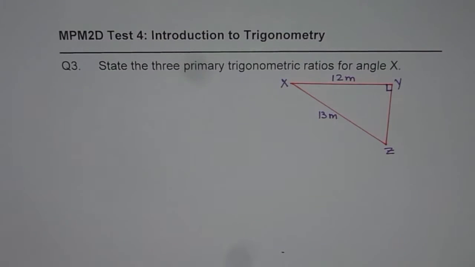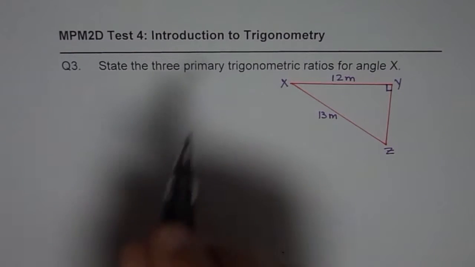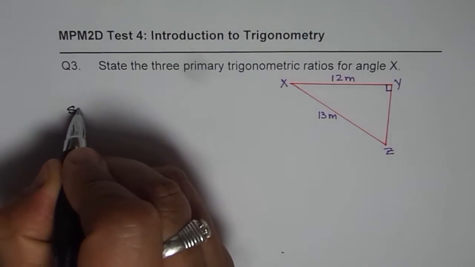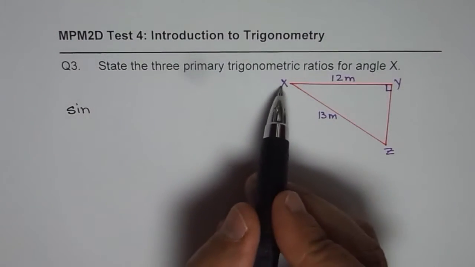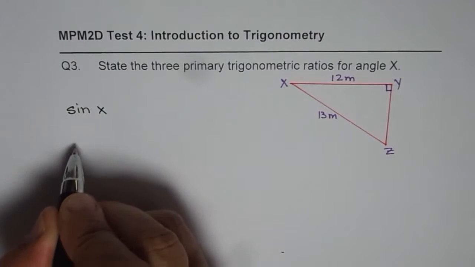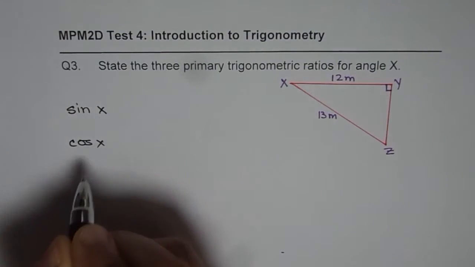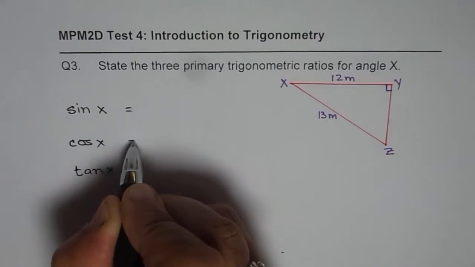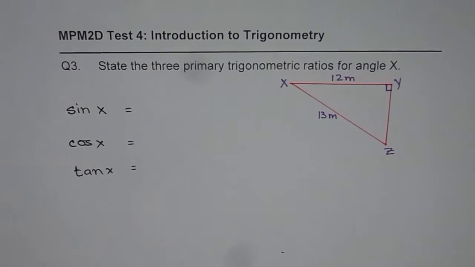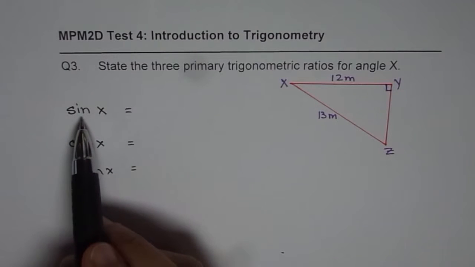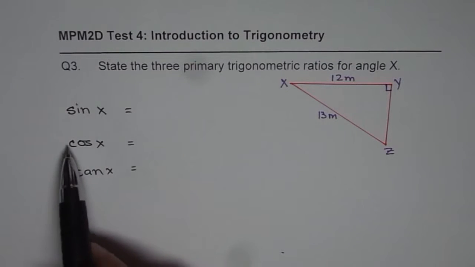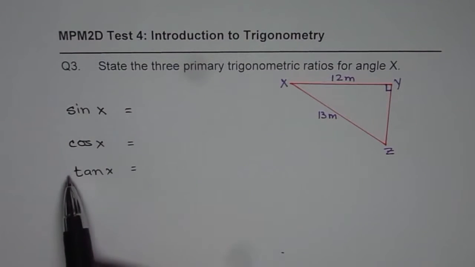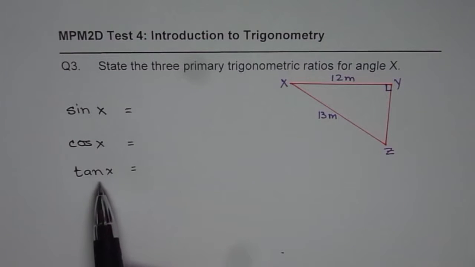Now, what are primary trigonometric ratios? Well, primary trigonometric ratios are sine theta. Here the angle is x, so we'll write sine x, cos x, and tan x. So these are primary trigonometric ratios which we need to find, right? Secondary trigonometric ratios are 1 over sine x, which is cosecant x, 1 over cos x is secant x, 1 over tan x is cotangent x. So those are also called reciprocal trigonometric ratios.